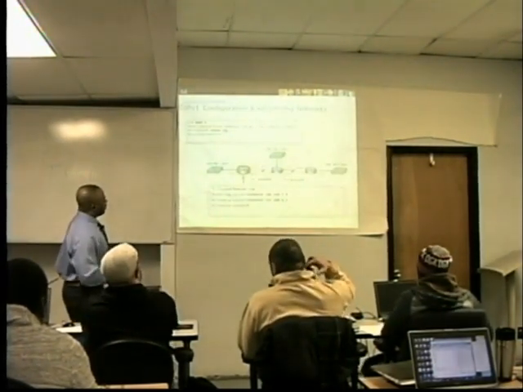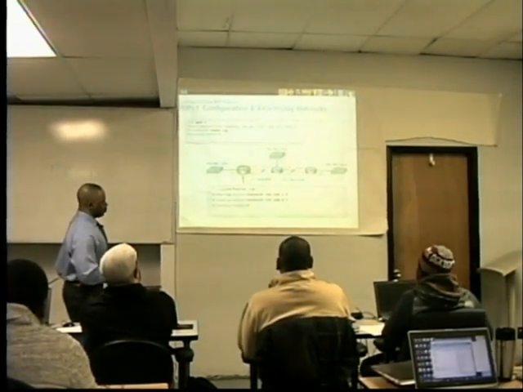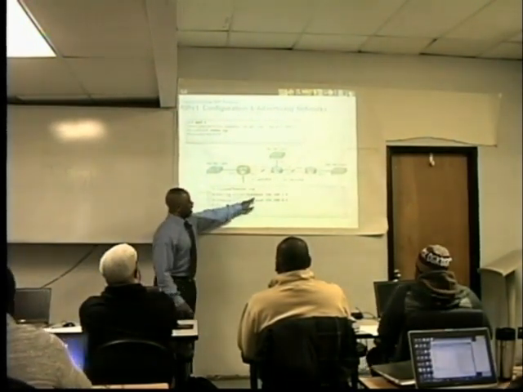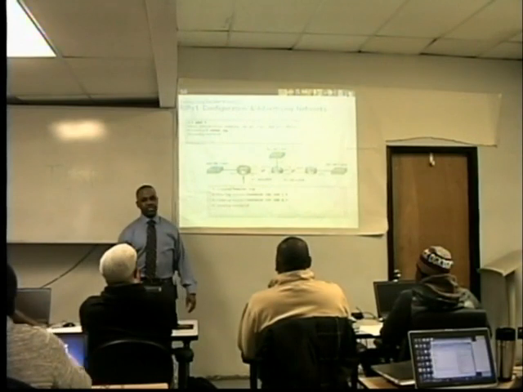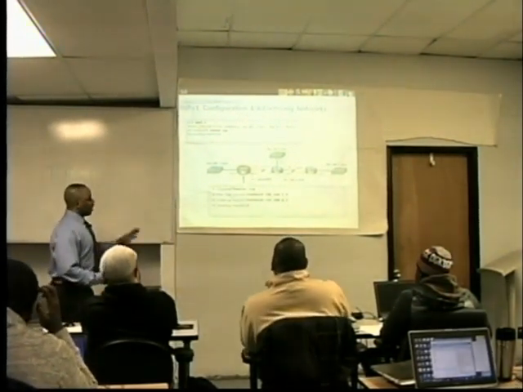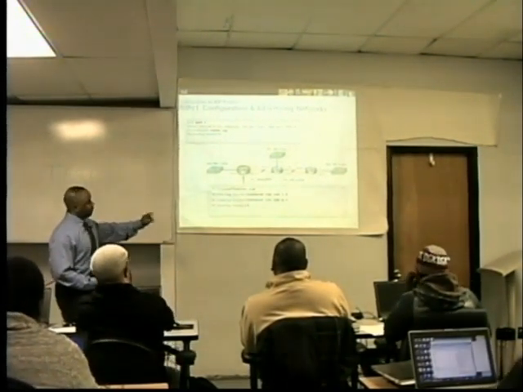So as we get close to the end of this, configuration and advertising networks. We all know how to configure RIP, really simple. Router RIP, we type in the network statements, 192.168.1.0, and that turns on RIP. Now what's not stated is that's RIP version 1, right?